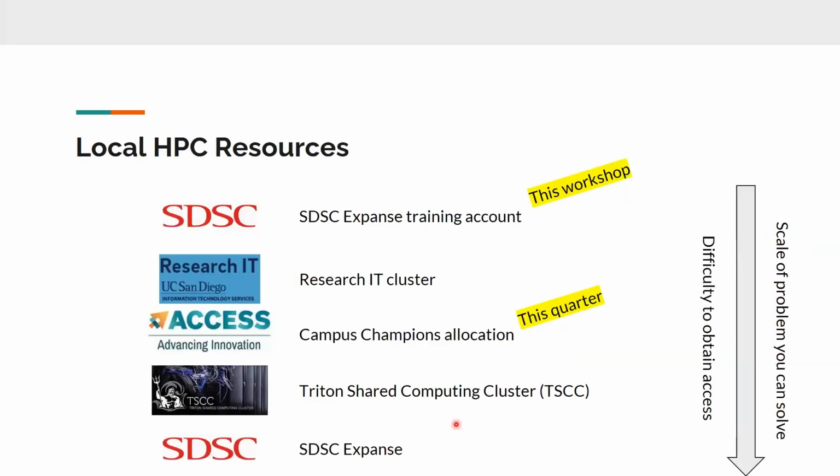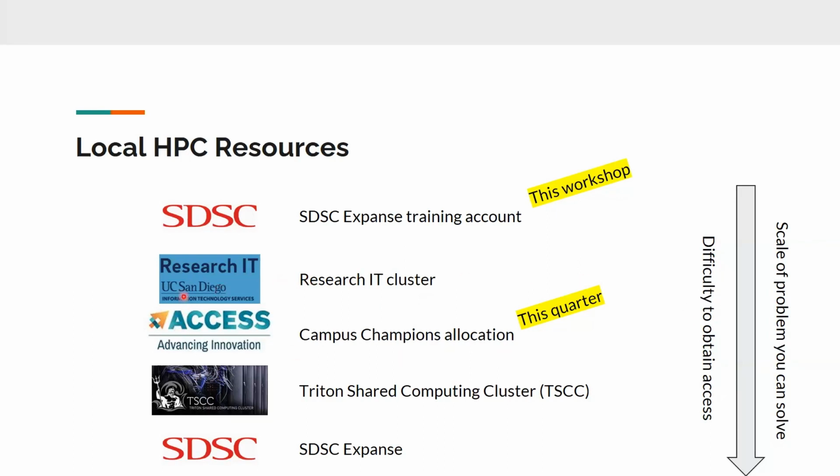Going a little more in depth on those 3, I've ordered this in terms of difficulty to obtain access to that cluster. The simplest one is the Expanse training account. You have to send an email, and for this workshop, for instance, you just registered with your email and everyone should have received a training account. So this is the fastest, but these training accounts are for limited duration, typically for a workshop like this one. There's the Research IT cluster. It's slightly larger scale, but also limited in what you can do overall.